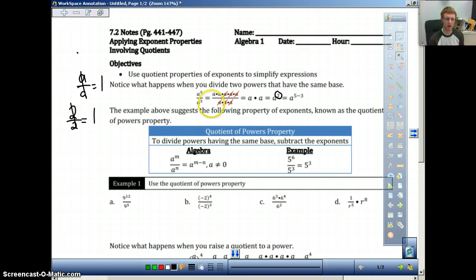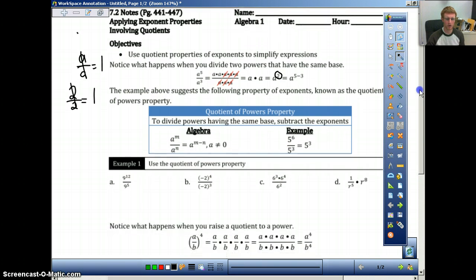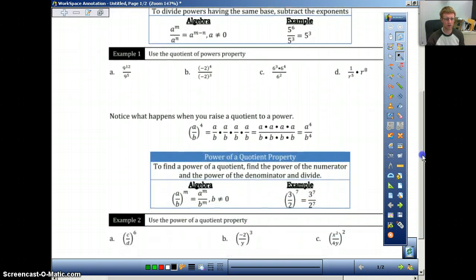So if you ever get stuck or if you're ever taking a quiz and you forget what the property is, just write it out longhand like this. And if you understand that concept, then that will help jog your memory about which property you're using. So the general property is when you're dividing two bases with exponents, you're going to subtract the exponents. So let's just get right into these examples. We'll fly through this pretty quick because it's very similar to what we did in 7.1.